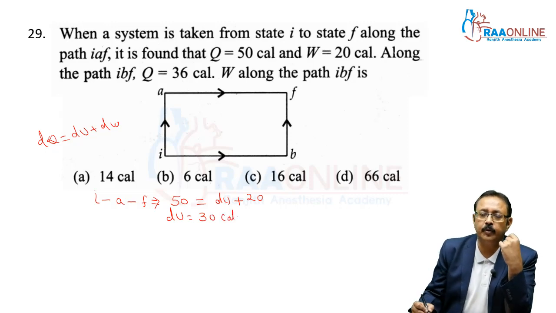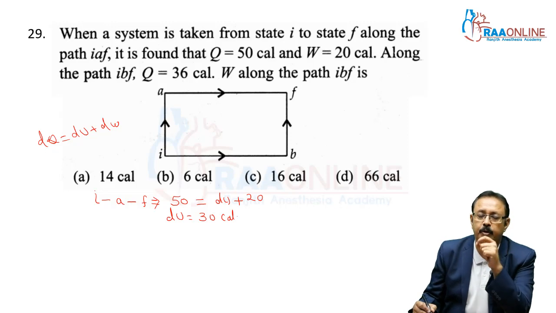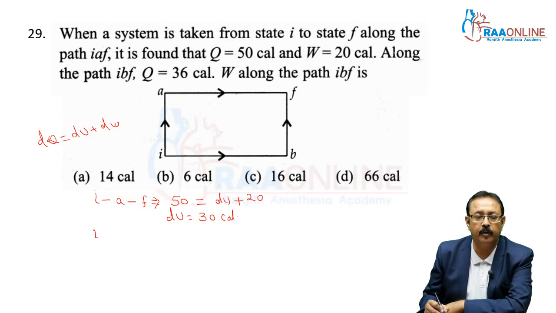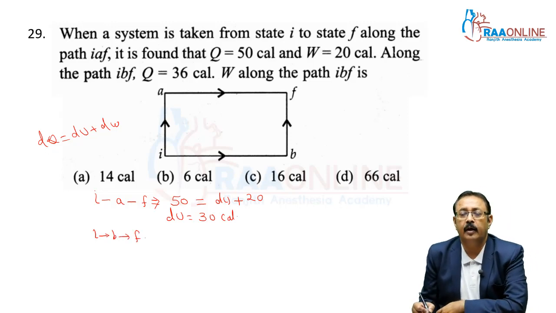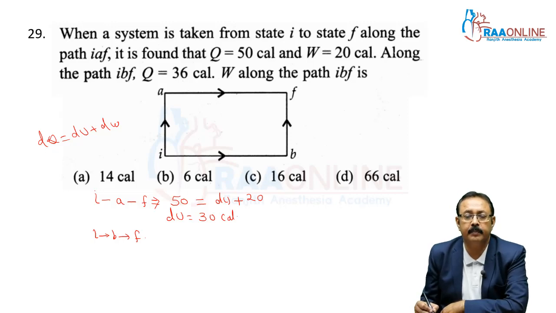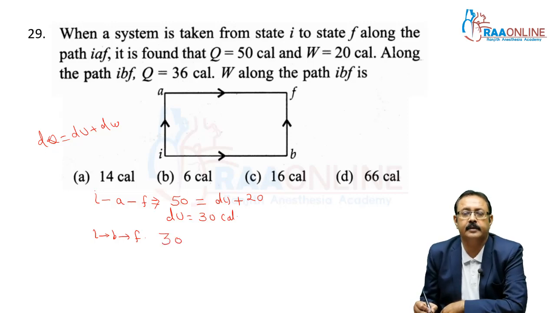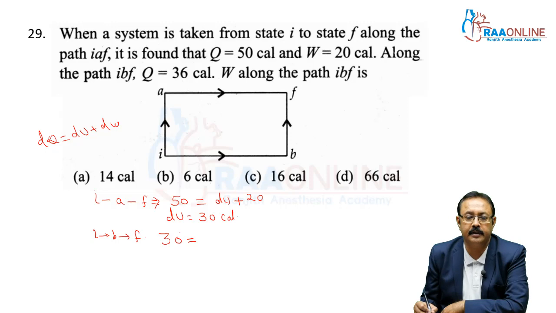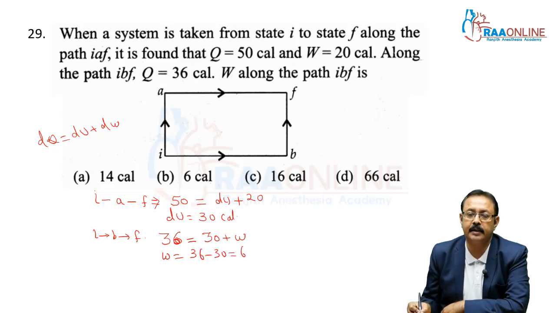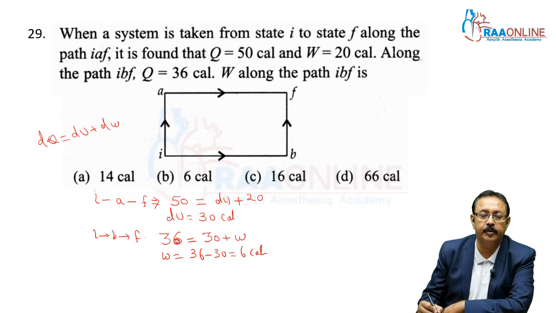By whichever path you go to F, the change in internal energy should be the same. So now I am going from I to B and B to F. They are saying along path IBF, the heat supplied to the system was 36 calorie, dQ. dU is the same for all paths, and the remaining is work done. So in this path work done should be 36 minus 30, which means 6 calories. So we are going with option B.